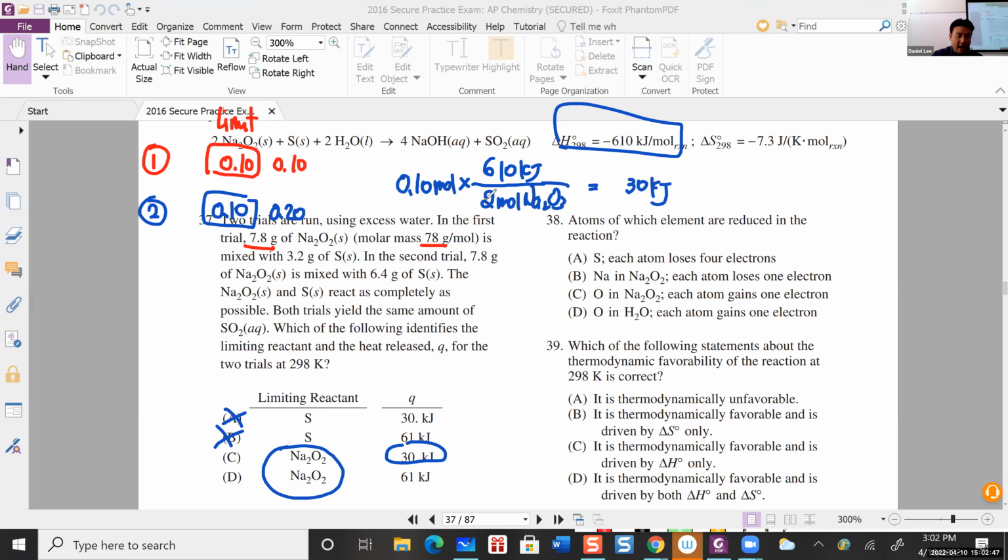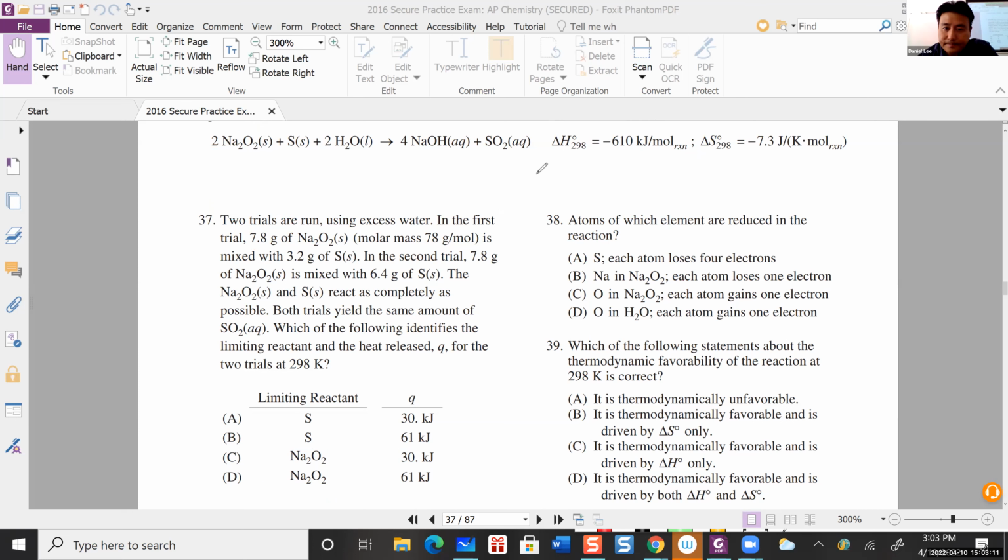So this is stoichiometry. You figure out who's the limiting reactant, and then use the limiting reactant to find delta H or Q, the heat release, right? Super easy. Just have to be careful, okay? Make sure you know how to figure out who's limiting. How do you tell limiting quickly? You divide by your own coefficient. Whichever is smaller is limiting. The smaller number is always limiting, yeah? All right, so we got that one.